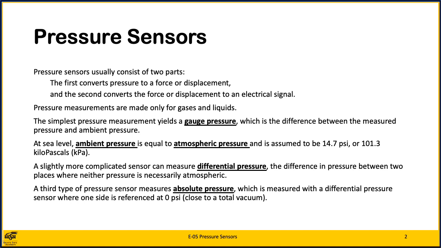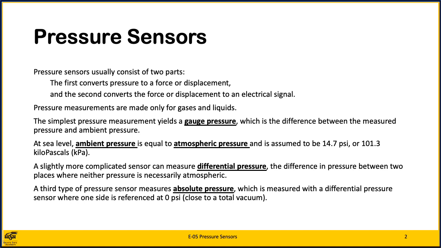The simplest pressure measurement yields a gauge pressure, which is the difference between the measured pressure and ambient pressure. At sea level, ambient pressure is equal to atmospheric pressure and is assumed to be 14.7 psi or 101 kilopascals or kPa.